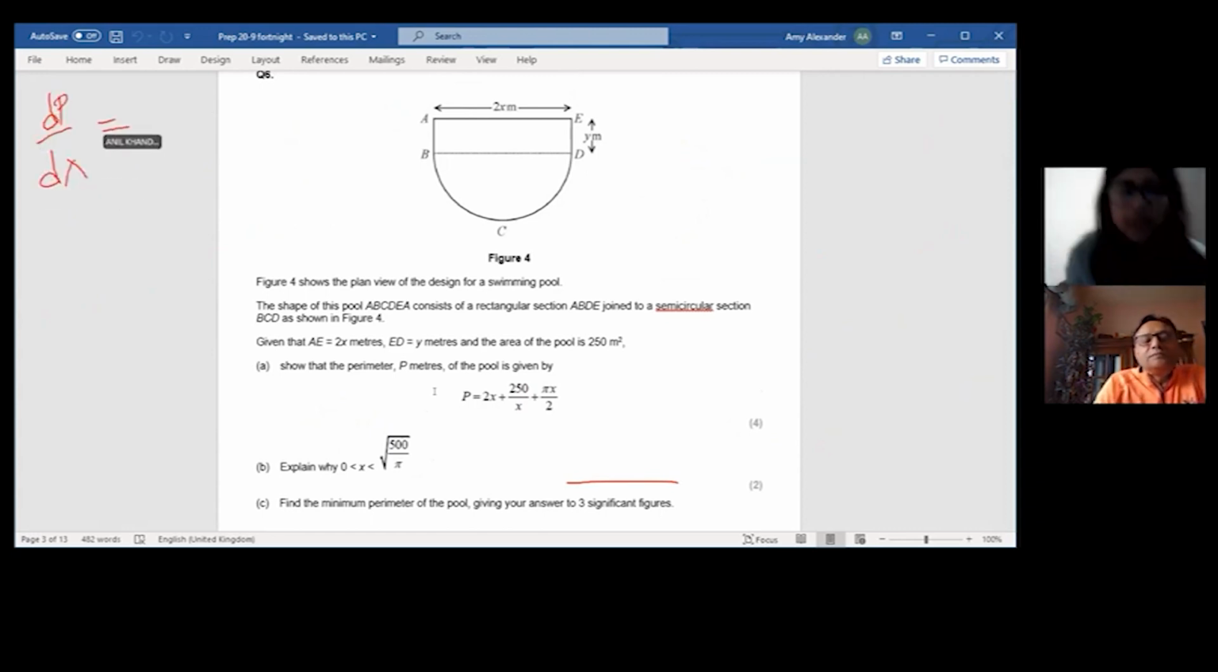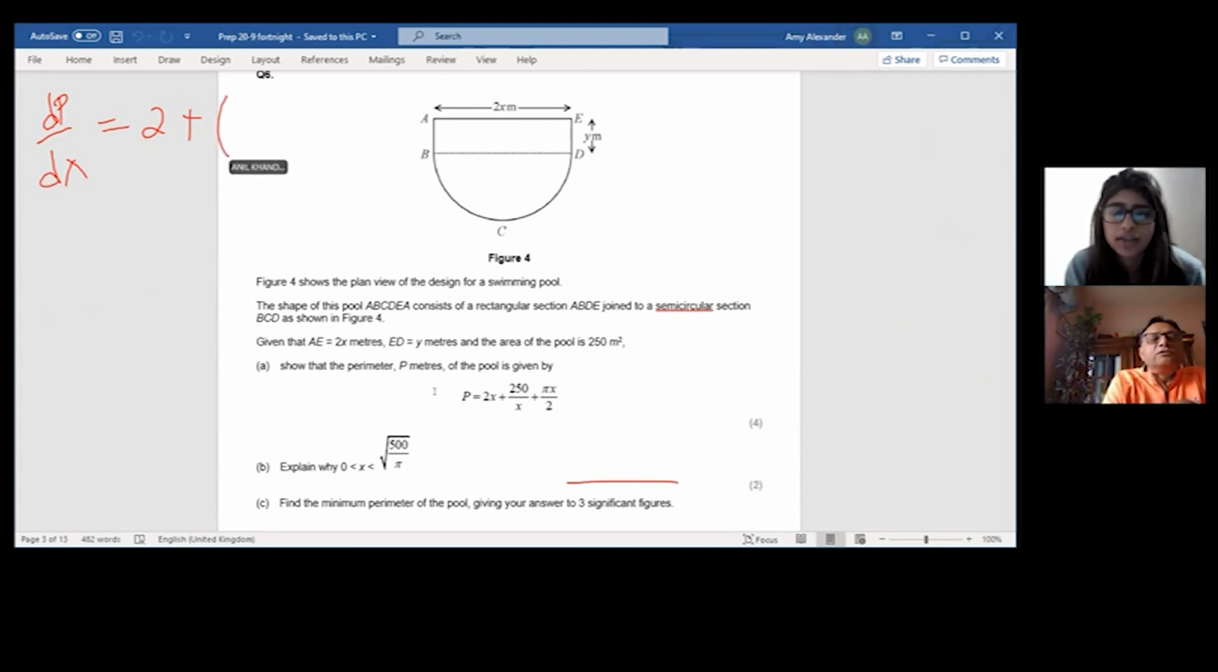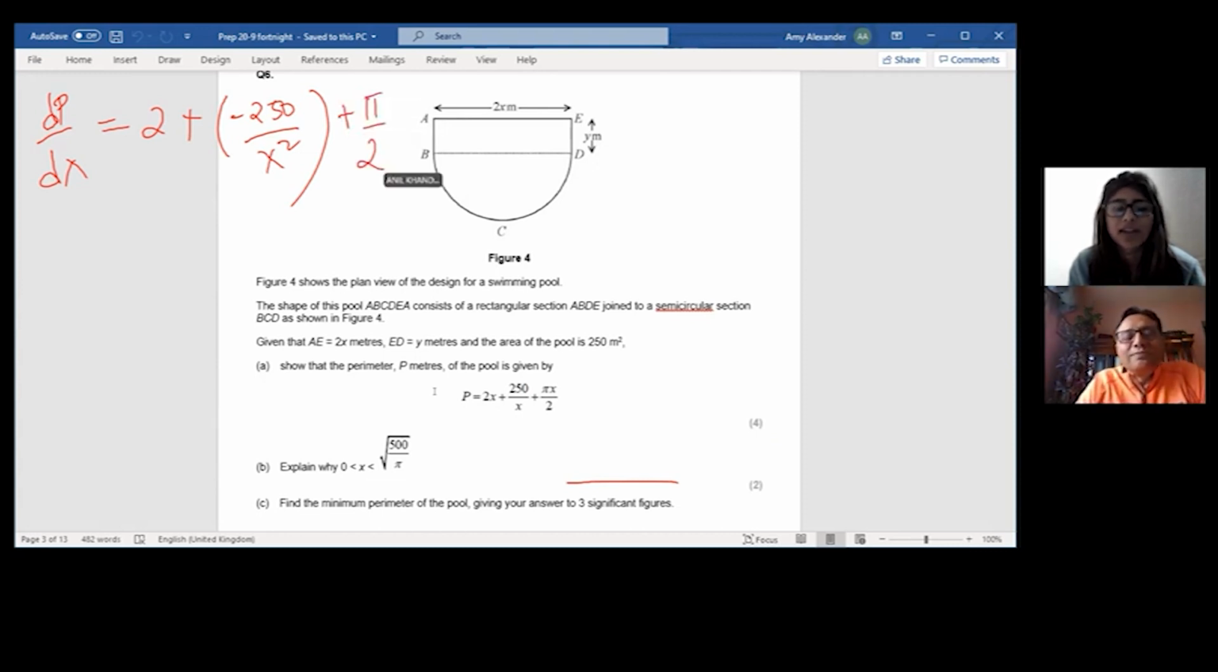So 2 plus 250 over x, minus 500 over x squared. Sorry, so minus 250. Let me write this as 250 times x to the power of minus 1, so minus 250 over x squared, and plus pi over 2. Where did I get minus 500 from? Sorry. Okay, so that is what you are going to get.